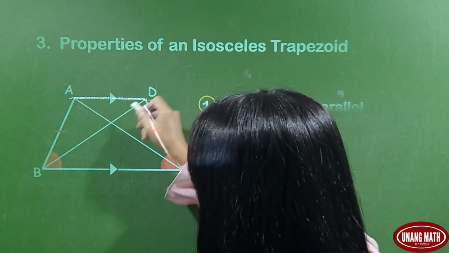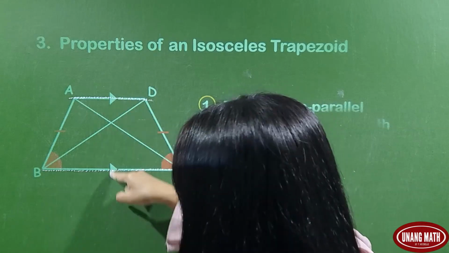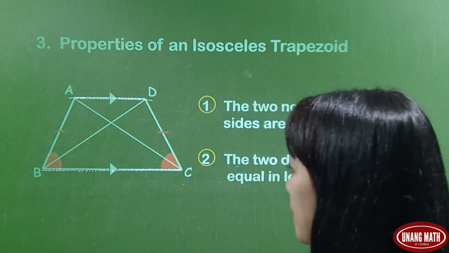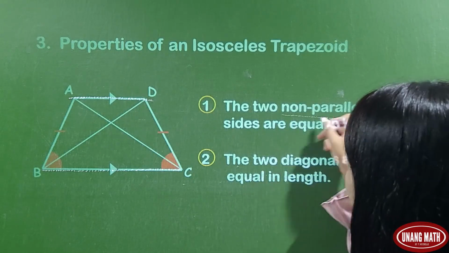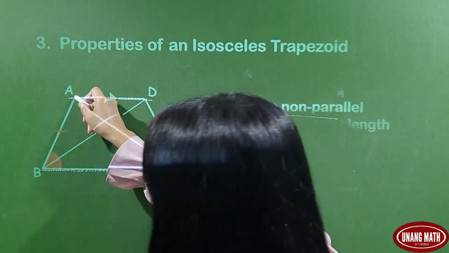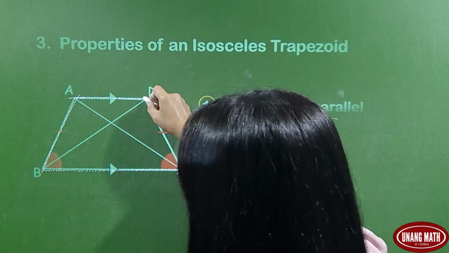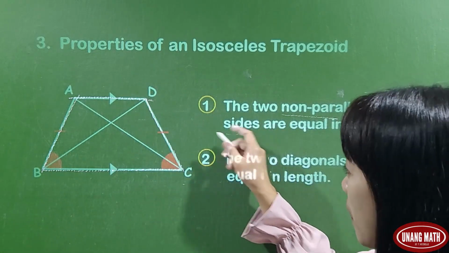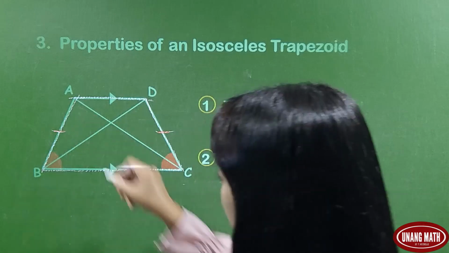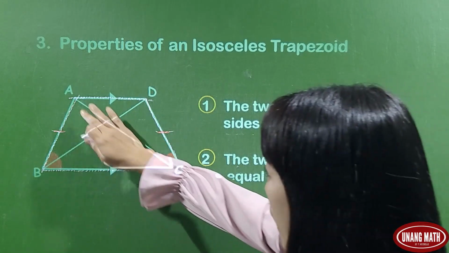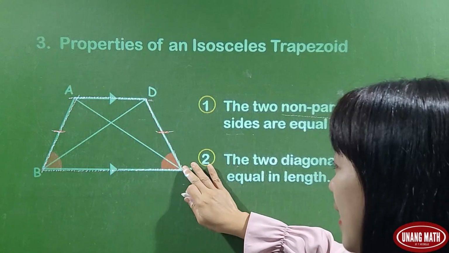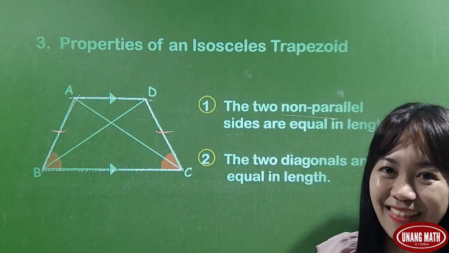We all know that these two sides are the parallel sides. What about the non-parallel sides? It means this side and this side. And according to the first property, these are equal in length. Let us explain why these two non-parallel sides are equal in length.